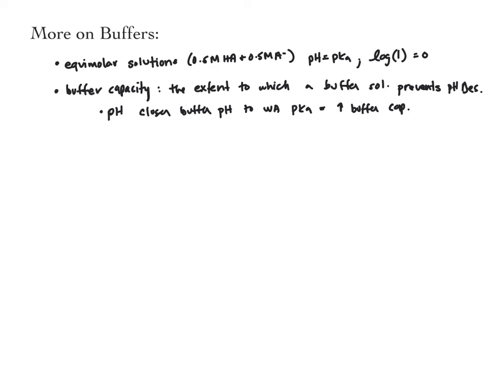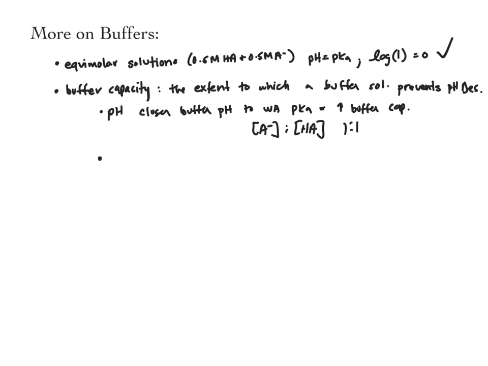And of course, this is going to be facilitated when we have a ratio between our conjugates that's basically 1 to 1. Why? Because at that point, as we said before, the log of 1 is going to be equal to 0 and pH will equal pKa.